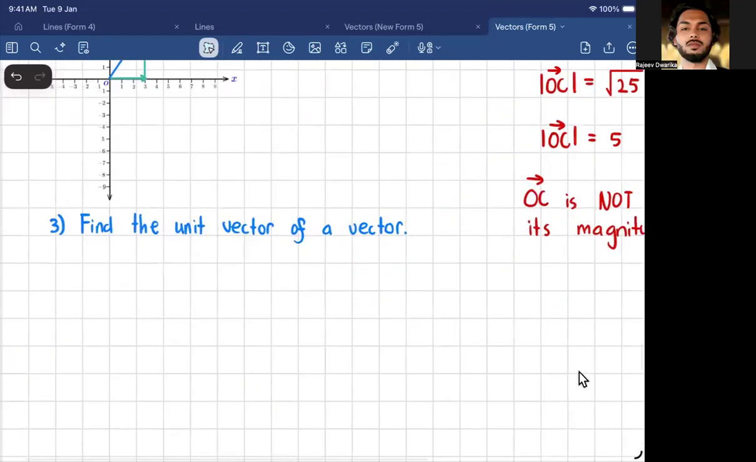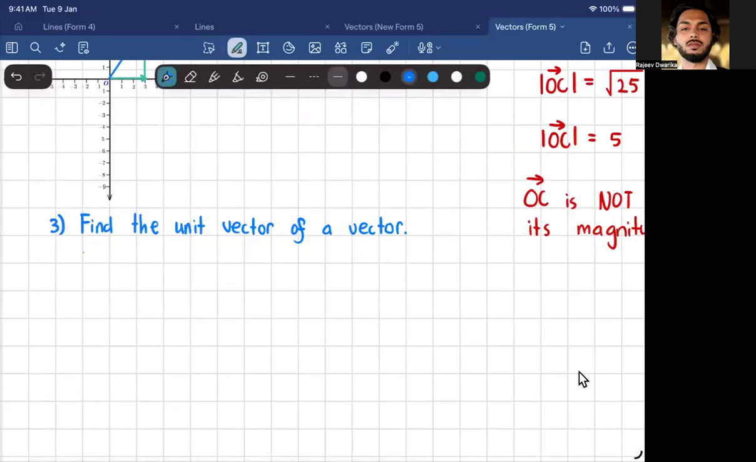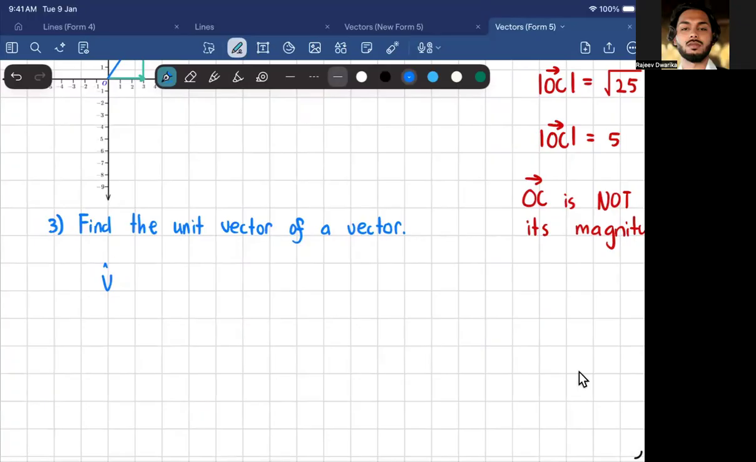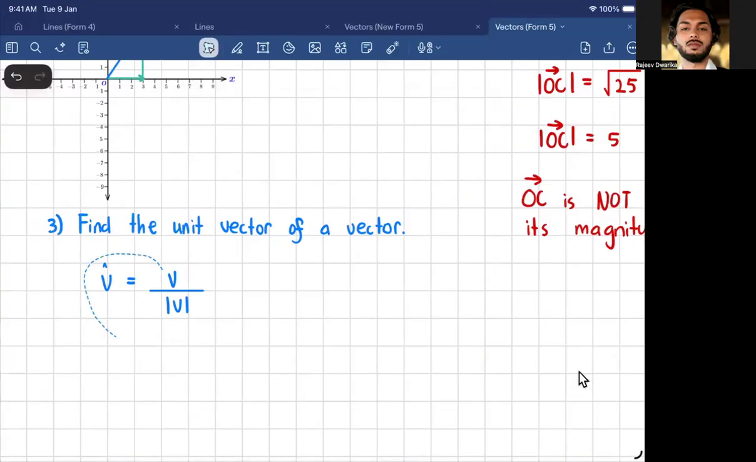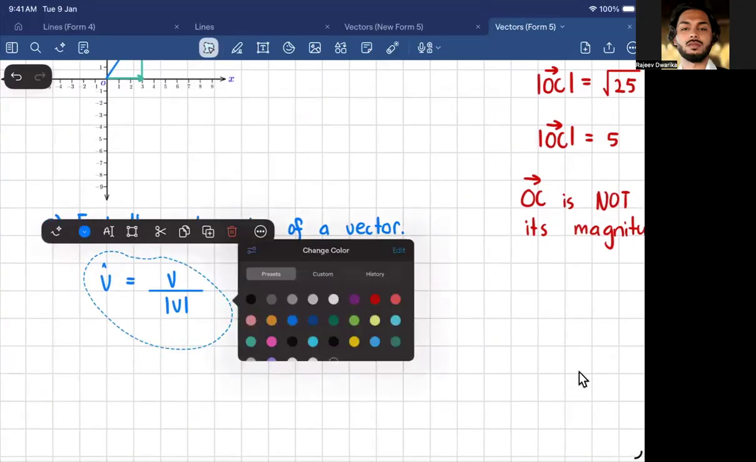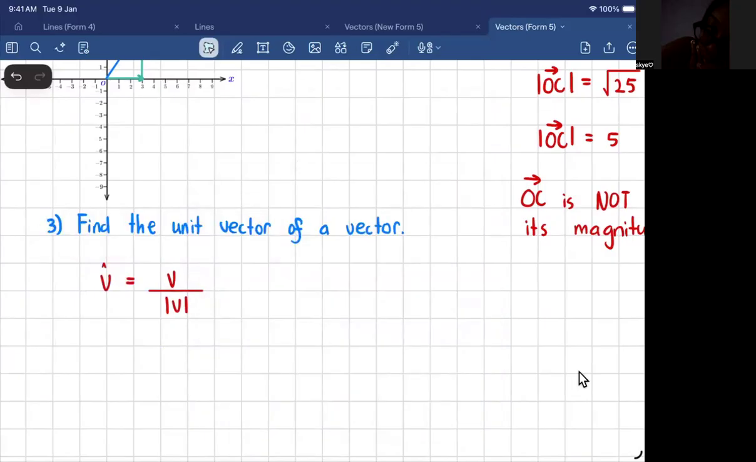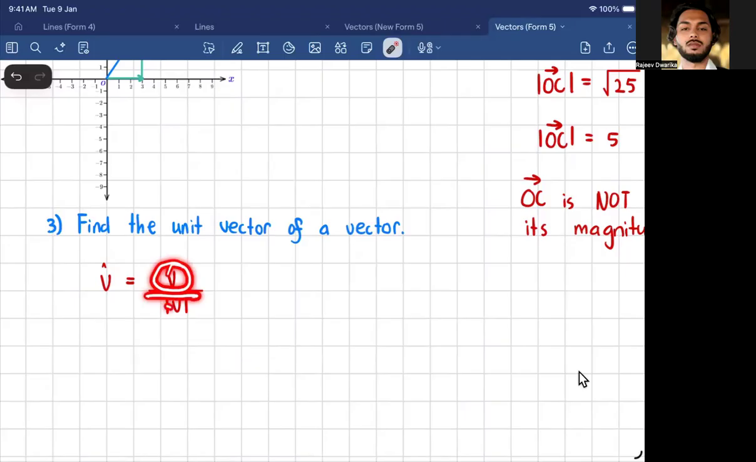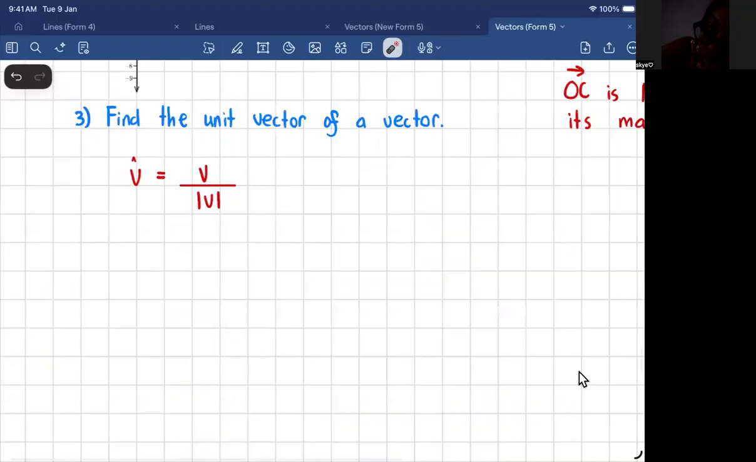Exactly. So if you want to find a unit vector, which is given by v top hat, this is called top hat, then this is the formula you need to remember. It's just equal to the vector all over the magnitude of the vector. All right, so Sky, if you want to find the unit vector of a vector, what you're going to do is take the vector and divide it by its magnitude. That's all. Okay. And I'm going to try to explain this to you graphically.